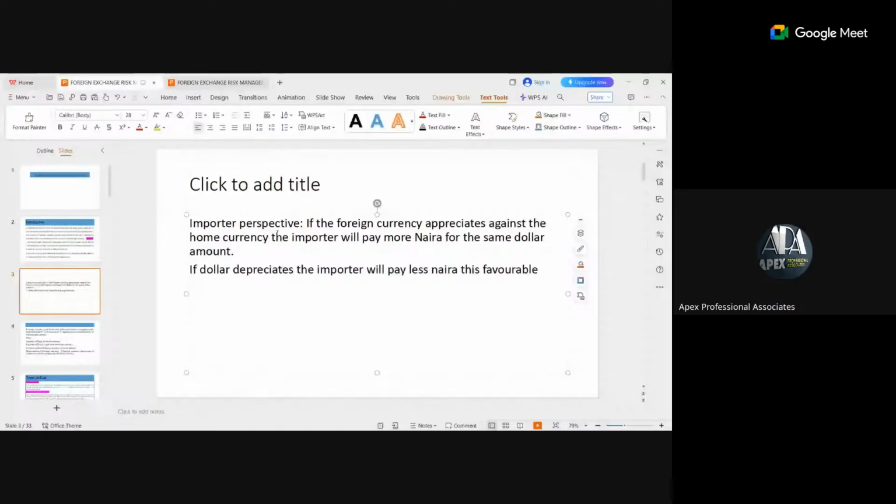Now, for an exporter, what will happen? In the case of an exporter, I have this in a table. I will show it to us. In the case of an exporter, the exporter perspective now.